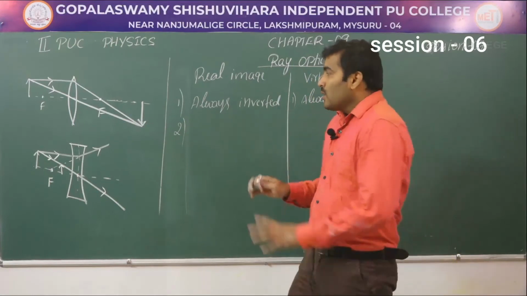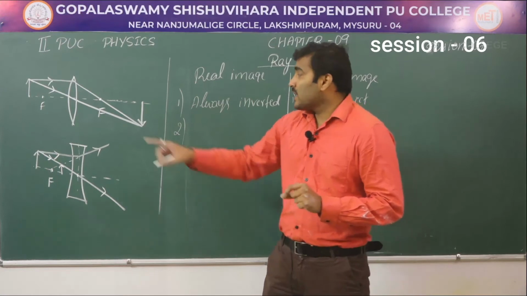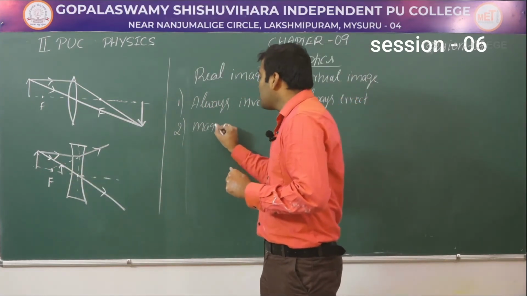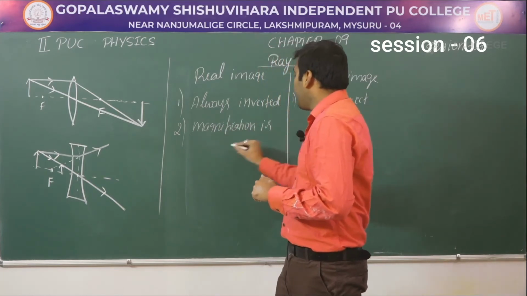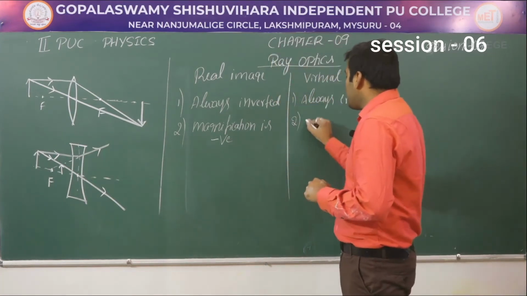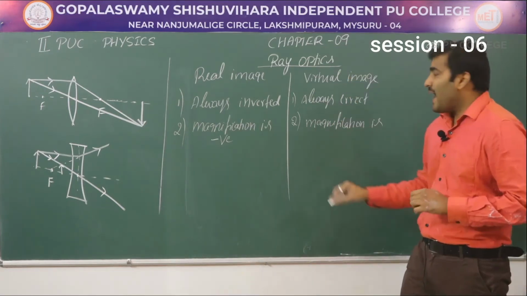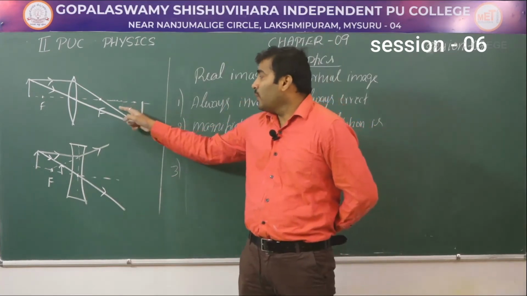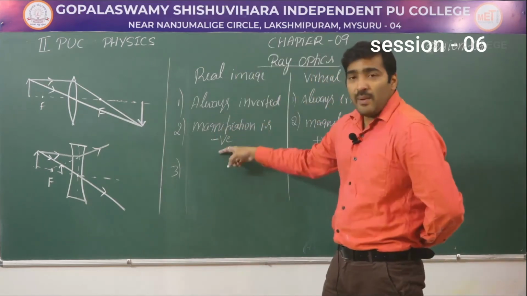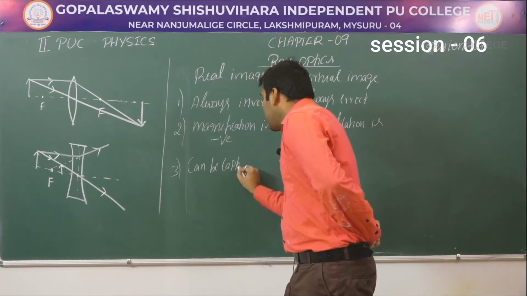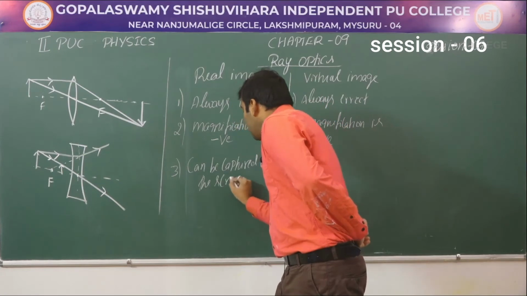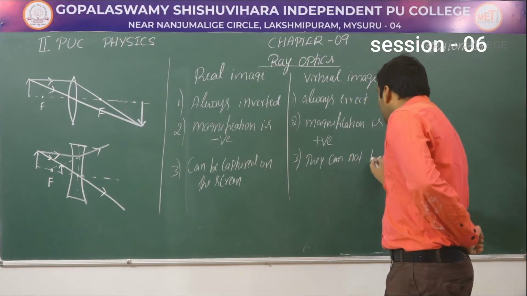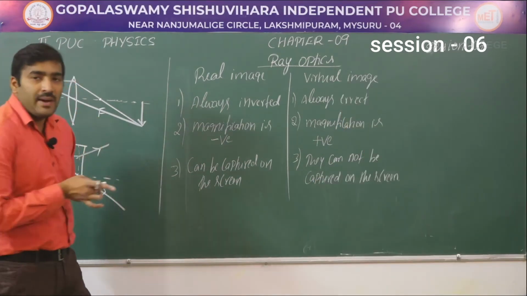Then the second point is, I said about the magnification, correct? So magnification is negative for real images and positive for virtual images. Next, the real image can be captured on the screen because it is formed due to the actual intersection of the refracted rays. But this will never happen in the case of a virtual image, so it cannot be captured on the screen.